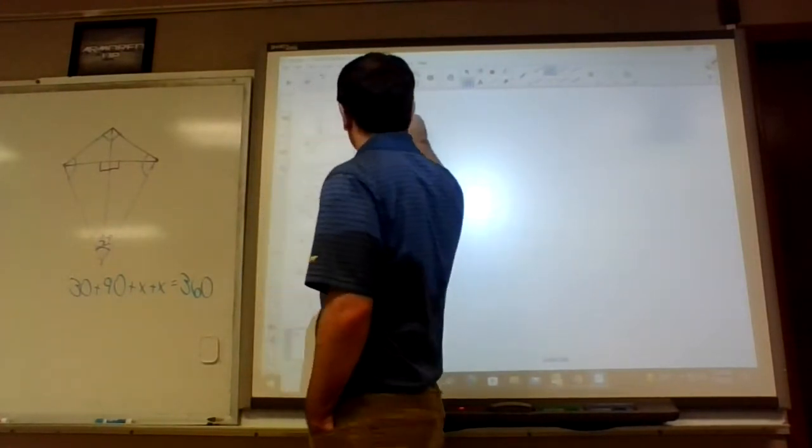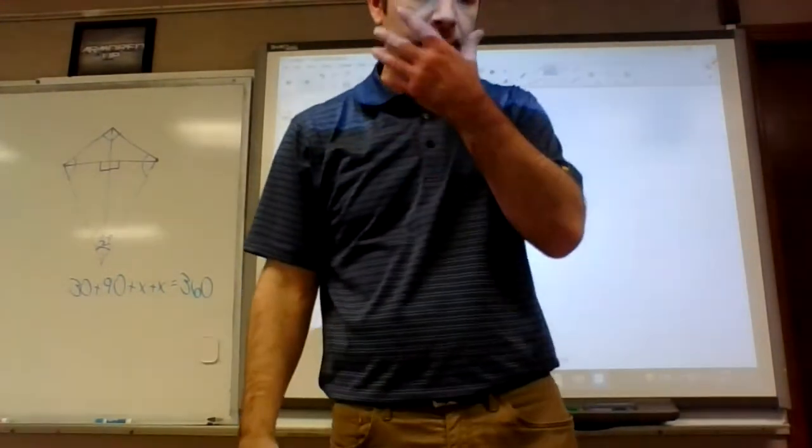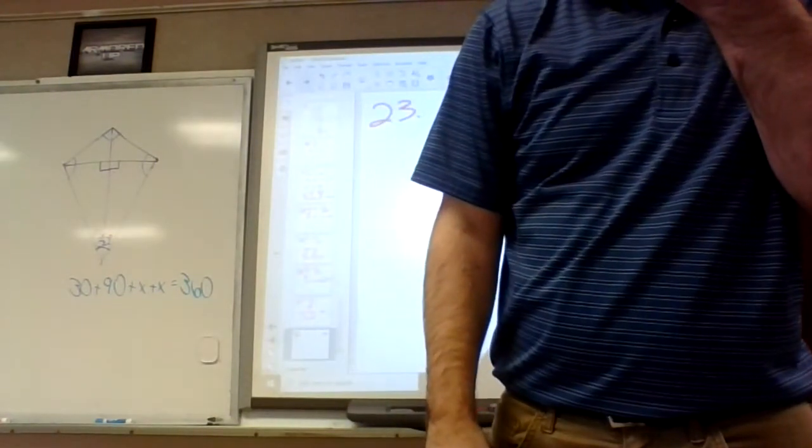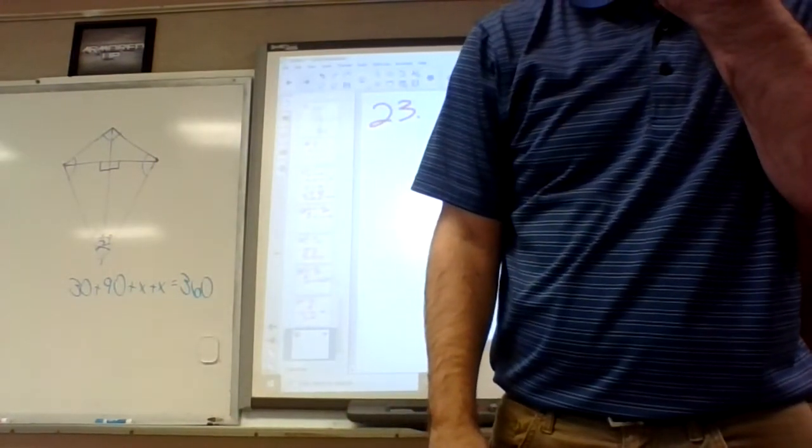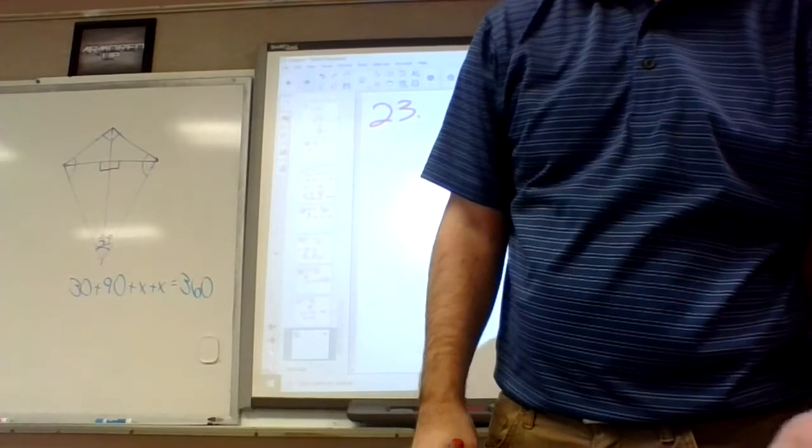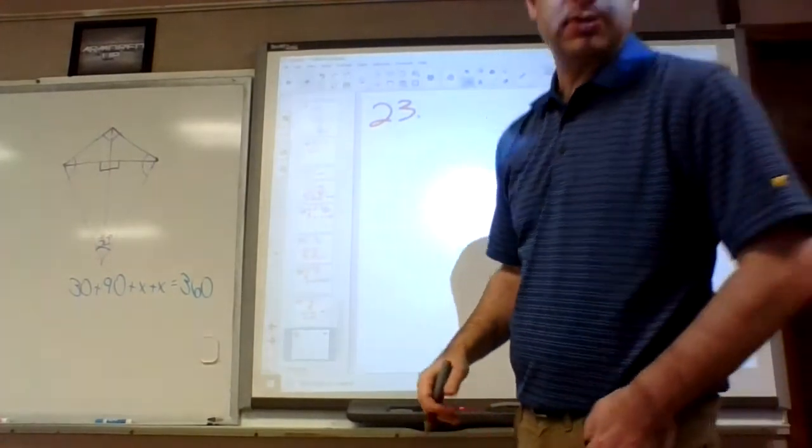Alright, 23. Square root of 32x squared minus x squared 2.